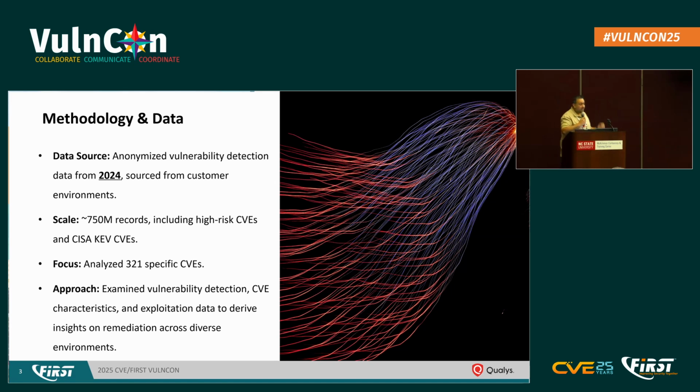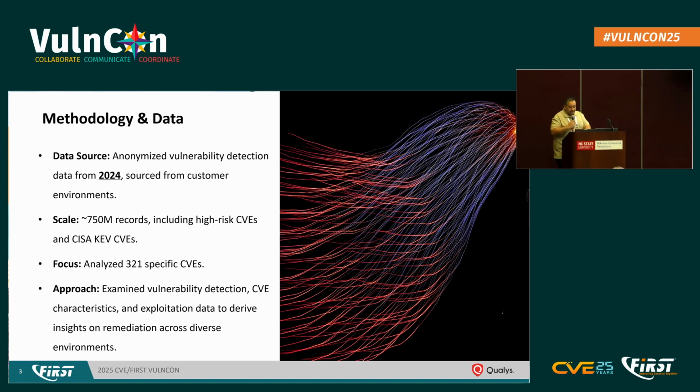And we examined mainly when these vulnerabilities were being detected, and also we dug into the characteristics of these vulnerabilities and the data regarding exploitation based on the threat feeds that we have, which is around 25 different threat feeds that are coming to Qualys.